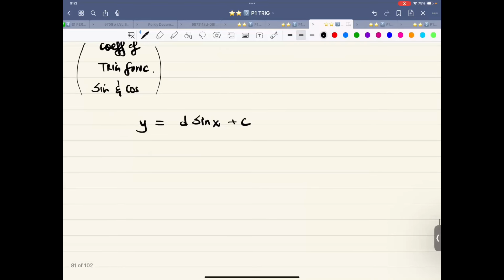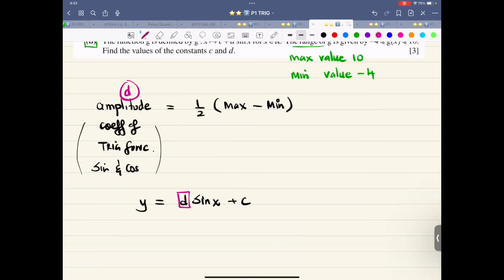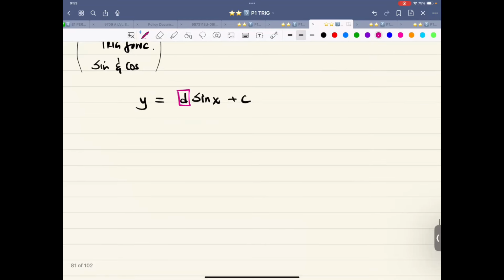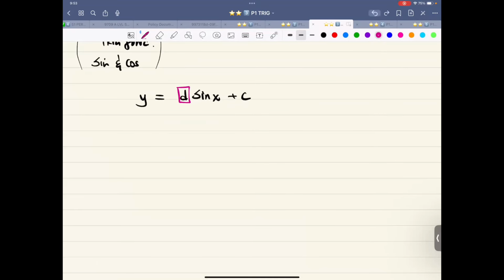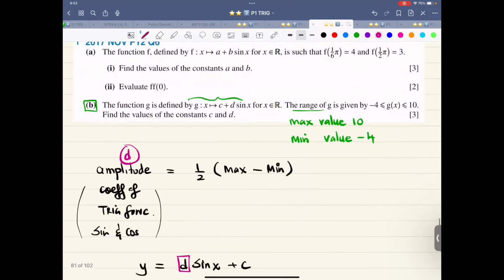There are two things to consider. The first thing, you have to find the value of d. So now the value of d is the amplitude in this question. So 10 and 4. So d is half the difference between 10 and positive 4, correct? Or negative 4.